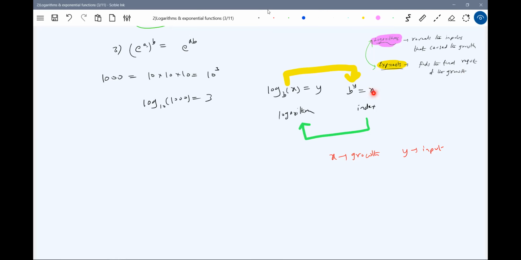That's what the exponent does. What about the logarithm? It reveals the input that causes the growth. So if you take log of growth to the base b, you'll get the input. And what about the exponent? This is the input, this is the output. So it will give the final result of the growth. The sentences which I have put are applicable here.